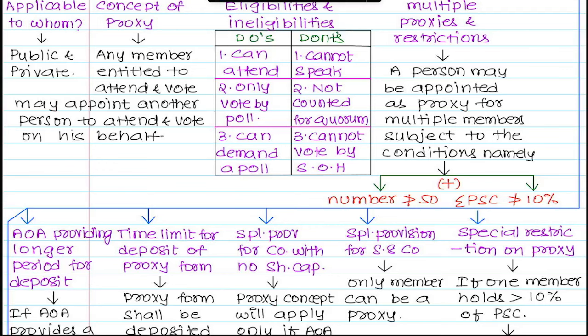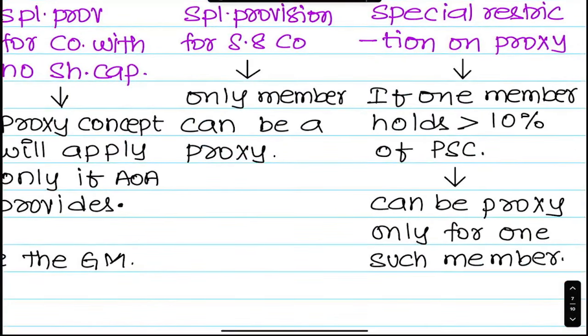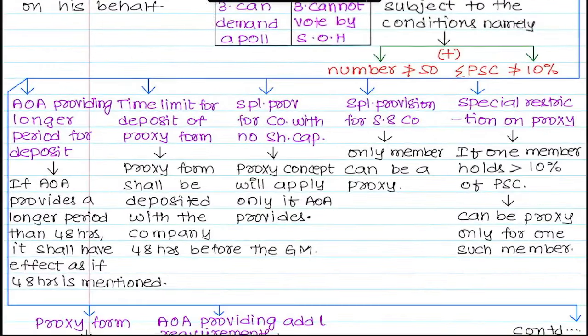Understood the point or not? That's why, see here. If one member holds more than 10% of paid up share capital, you can be a proxy only for one such member. Understood the points clearly? Read now.